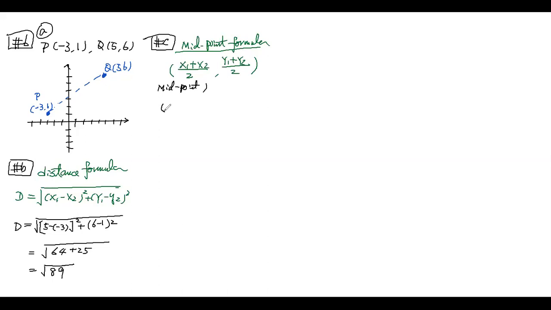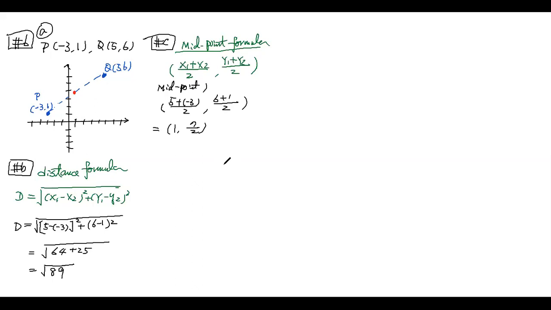So the midpoint here will be x1 plus x2, 5 plus, and y1 plus y2, 6 plus 1, over 2. So the midpoint here will be 1 and 7 over 2, which is 1 and 7.2. So yeah, it's right here, right? So that's the midpoint here.